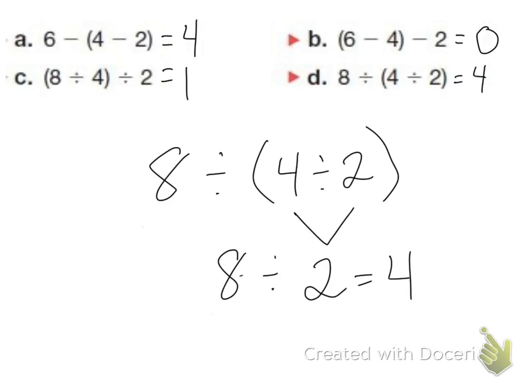So you can see it's important to make sure that we do whatever's in the parentheses first. And remember, the associative property does not apply to division and subtraction problems. I have to do these in the order that they are listed.